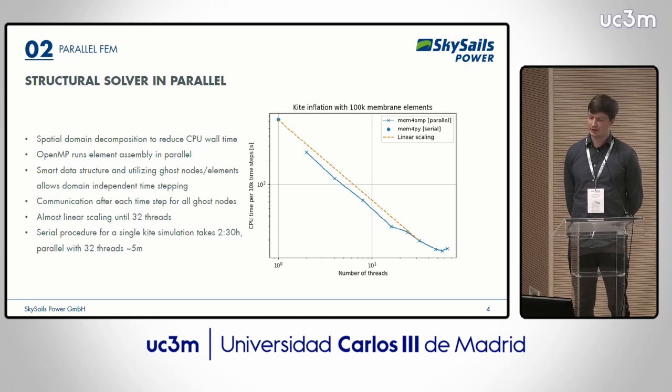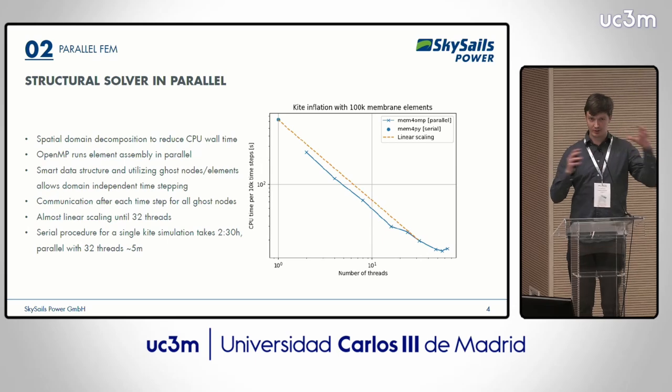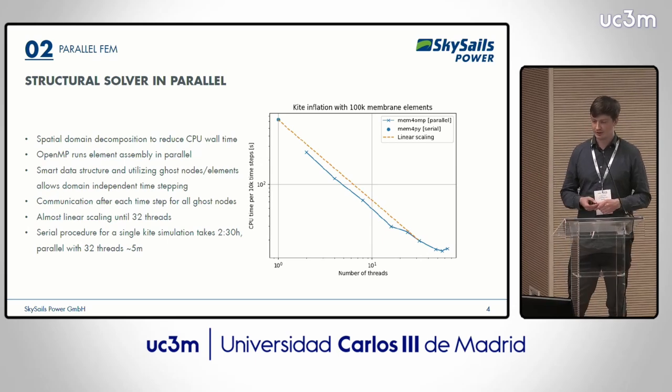So now you can see on the right-hand side the result of a kite inflation with 100,000 membrane elements, and it took about 2 hours and 30 minutes just for the FEM solver to converge. Then I talked to some colleagues, and we decided to parallelize the solver. Now we use a spatial domain decomposition of the solver. Essentially, we split up the kite into smaller domains, and each CPU then can compute the forces in the membrane structure individually.